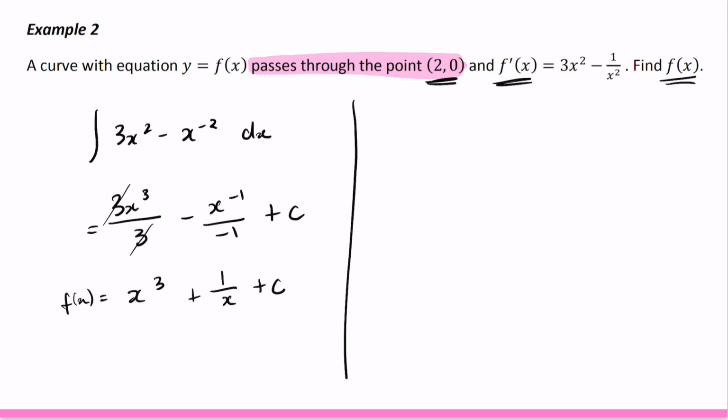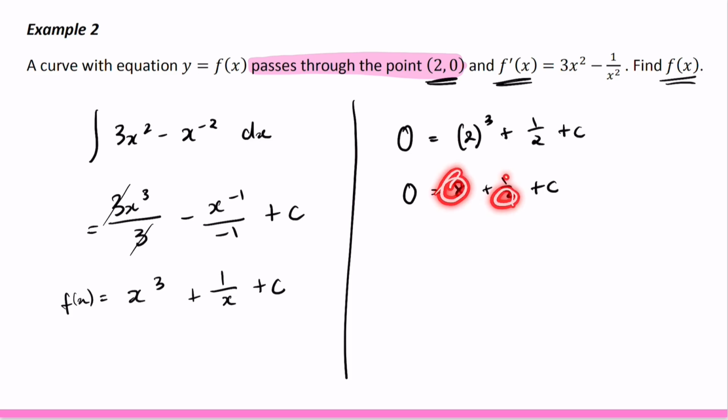But of course, I have a little bit of extra information, which is going to help me find that plus c. So when f of x is 0, then x is 2. So I'm just going to sub that straight in. So I get 0 equals 8 plus a half plus c. The way to work this out, 2 times 8 is 16, plus 1 is 17. So I have 17 on 2 plus c. Therefore, c is going to be negative 17 on 2.